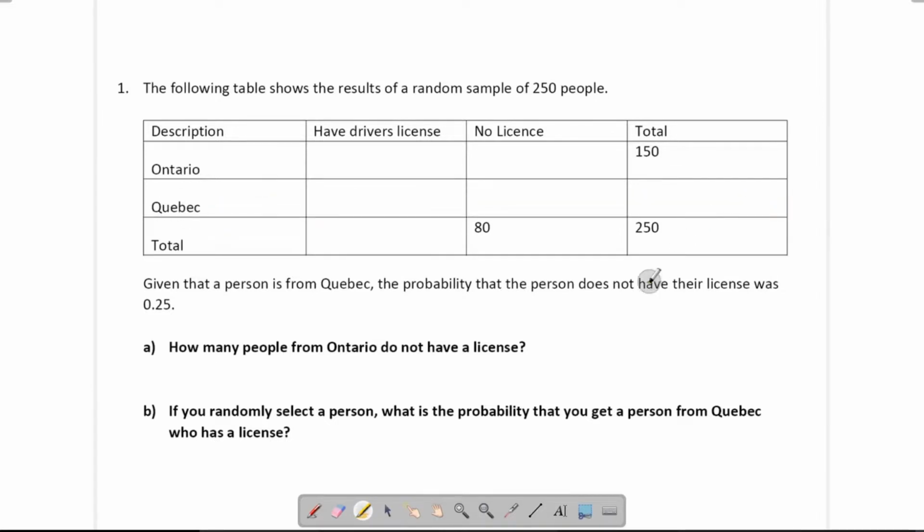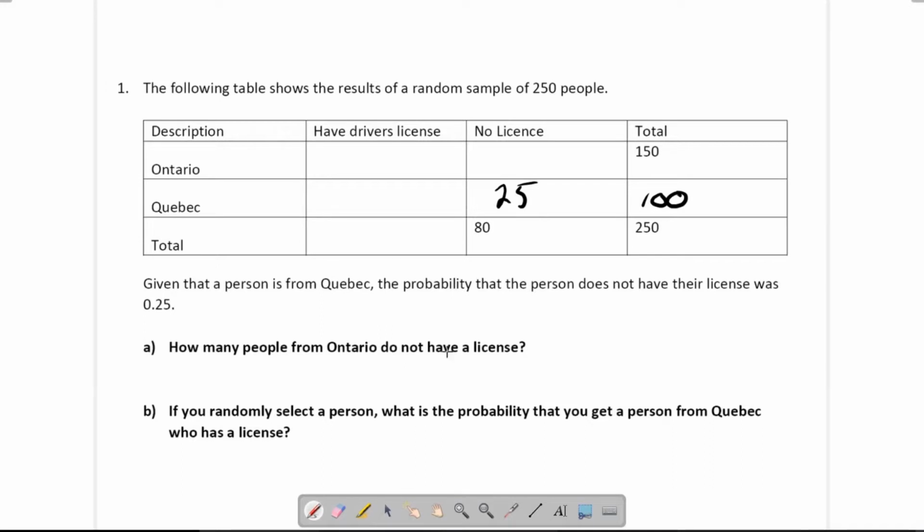But because we don't have any information in that graph yet, we have to figure out how many people are from Quebec. So we've got 250 minus 150, which gives us 100. Now we can go ahead and use that piece of information, the 0.25, which is 25%, which translates into 25 people. 25% of 100 is 25. So now we've got that information.